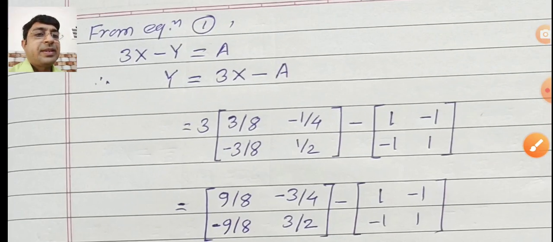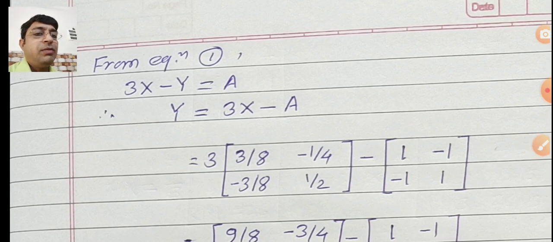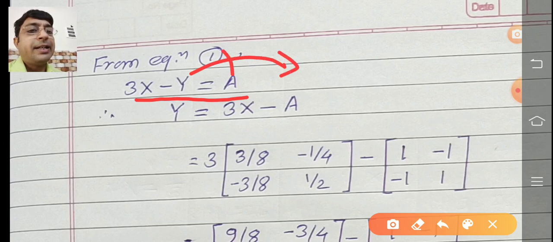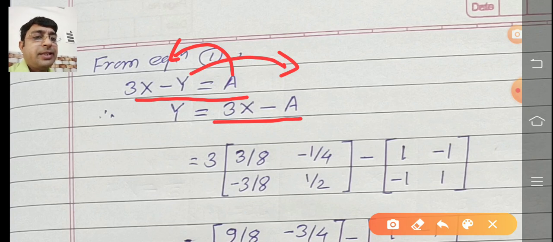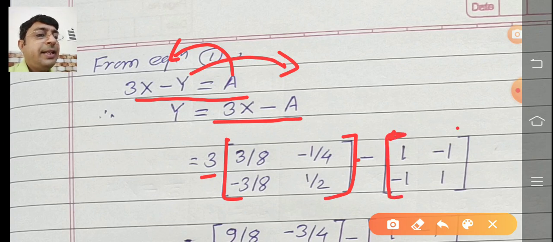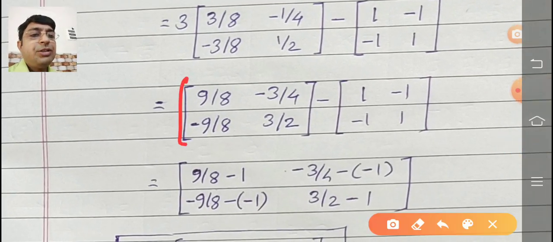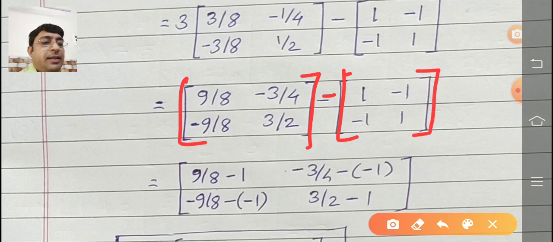That is the answer of X matrix. Next one. From equation number 1, 3x minus y equal to a. Therefore, we find the value of y. So, y is taken on the right hand side and a is taken on the left hand side. So, y is equal to what? 3x minus a. Substitute the value. So, 3 into matrix x minus matrix a. Here multiply by 3 to this matrix first. After multiplication, we obtain these values minus matrix a.